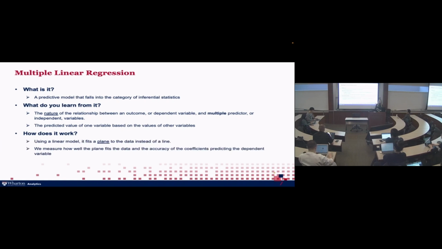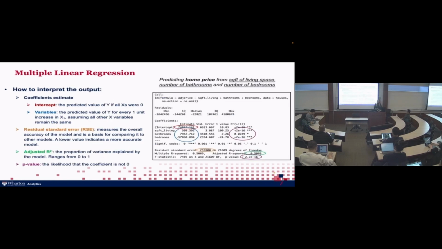So how does this work? We're still going to use a linear model, but instead of fitting a line to the data, we're going to fit a plane to the data. And I will show you an example of what that looks like. Because we're adding extra dimensions within the data, we're basically adding different axes. We can no longer fit a two-dimensional line. We have to fit a three-dimensional plane. And then we can quantify how well the plane fits the data set, looking at the same type of metrics that we were looking at in the simple linear regression.